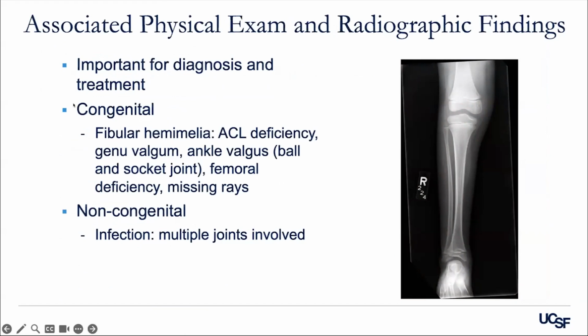It is important to also look at associated physical exam and radiographic findings. These can be helpful for making the diagnosis and also planning the treatment. So for example, in congenital fibular hemimelia, these patients can have an ACL deficiency, genu valgum, and ankle valgus. They also can have associated femoral deficiency and missing rays. The imaging on the right there shows a ball and socket ankle joint, which is highly suggestive of fibular hemimelia. And this also applies to non-congenital causes. So for example, in an infection, you can see multiple joints involved, and it would be important to identify this on the imaging.